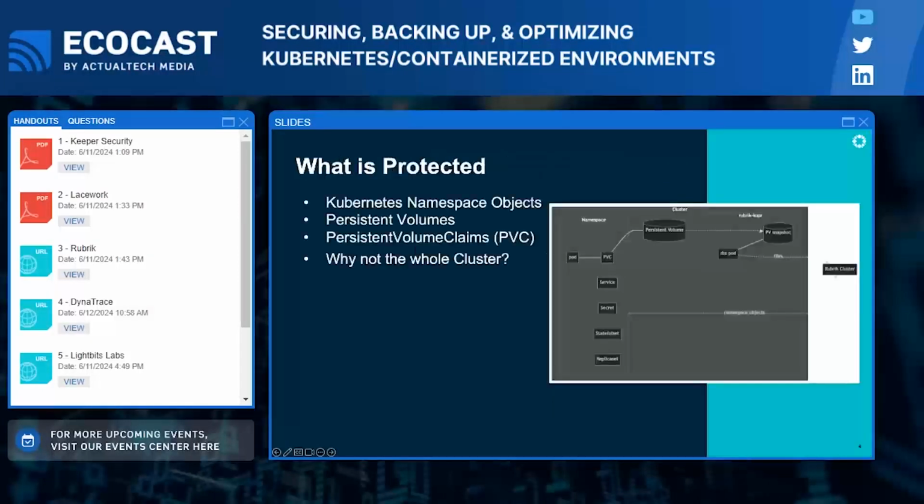So let's talk about what's protected. So inside Kubernetes, there are a couple big things that we need to protect. So the first thing are Kubernetes namespace objects. So this is essentially the definition of the application infrastructure itself. You could have everything from the pod, which is a container or a number of containers actually running the workload. You could have services, exposing ports out to the network.